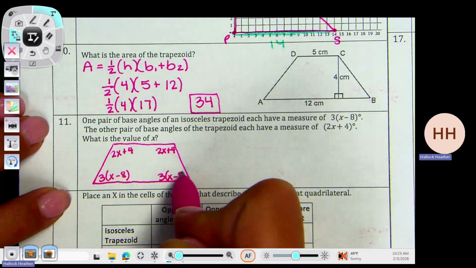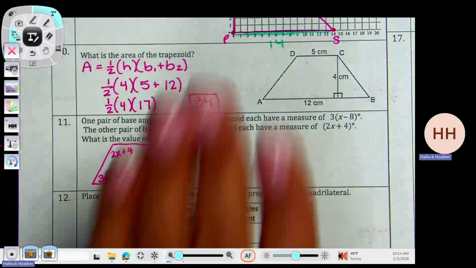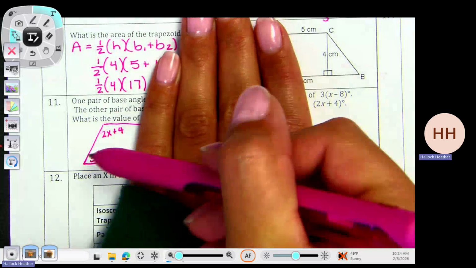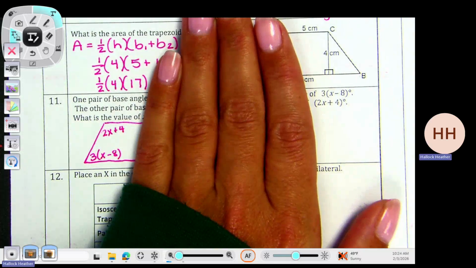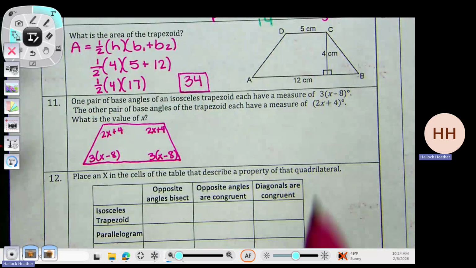You can either add them all up to make a quadrilateral, which is 360, or you can do half of it, which is what most people are doing. Half, these do not equal each other. They are not congruent. Same side angles, consecutive angles add to make 180. So we're going to add them to make 180 to find the value of x.